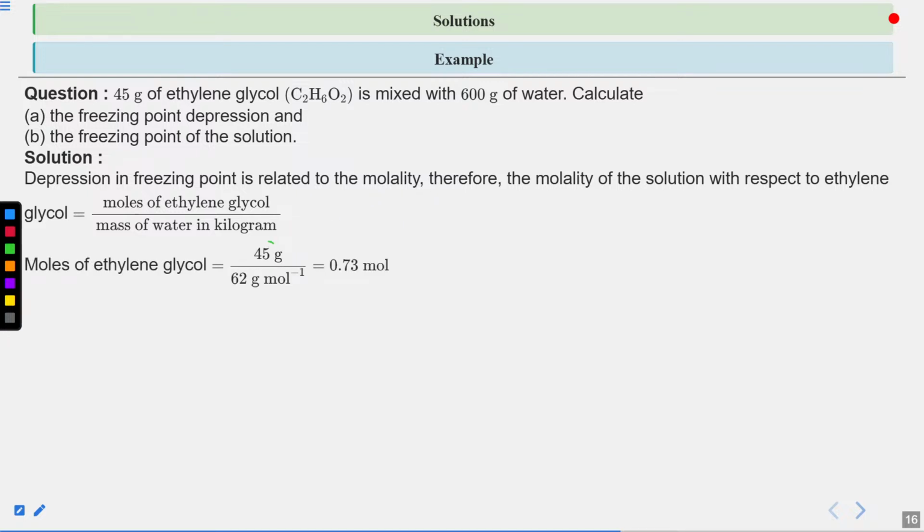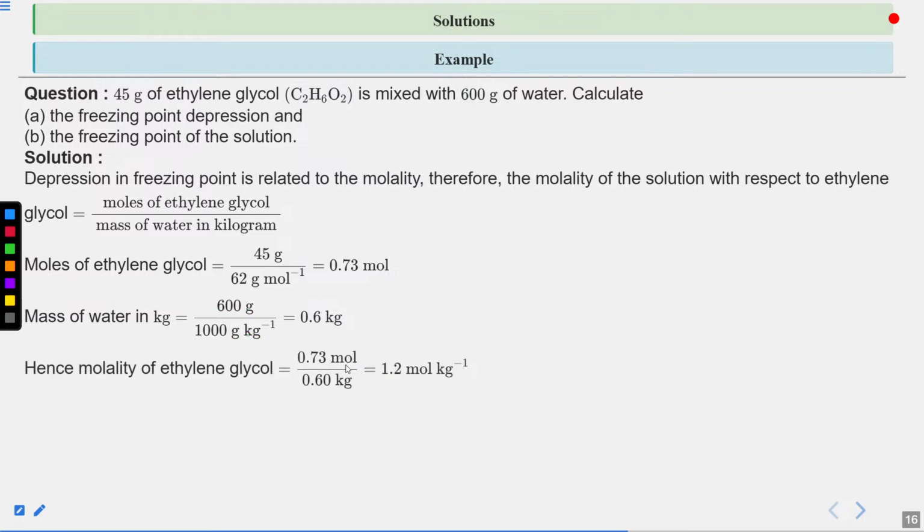Now first we need the moles of ethylene glycol. Given mass by molar mass will give you 0.73. Mass of water will be 600 by 1000, which will be 0.6 kg. Now molality can be calculated as 0.73 by 0.60, which is 1.2. Just put these values.